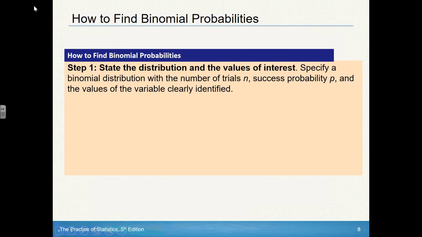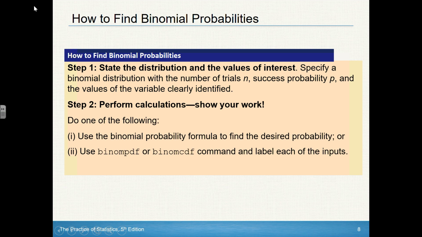Now, if we're looking for binomial probabilities, the first thing we want to make sure we do is understand what the distribution is. You want to state that it is a binomial distribution and state the parameters, the number of trials n and probability of success p. And then you can go ahead and perform the calculations. You can use the binomial probability formula that we just saw in the previous slide, or we could use the binomPDF or binomCDF commands in your graphing calculators. These are things that we'll practice in class.